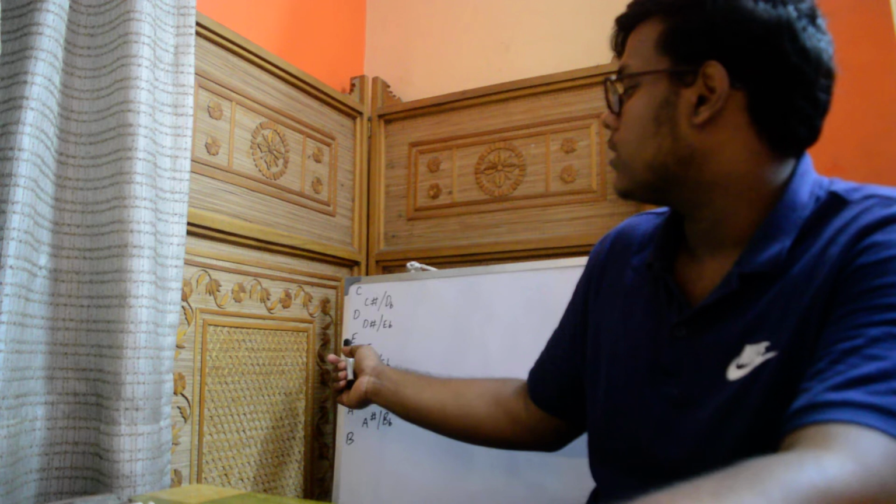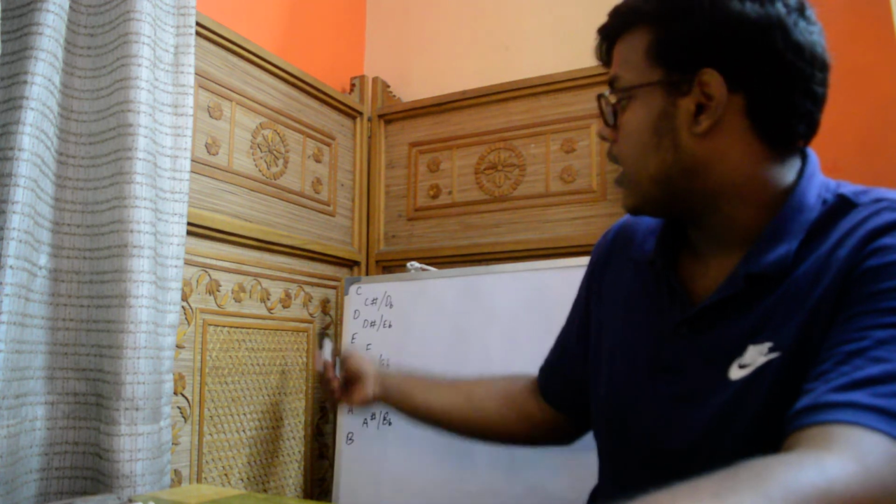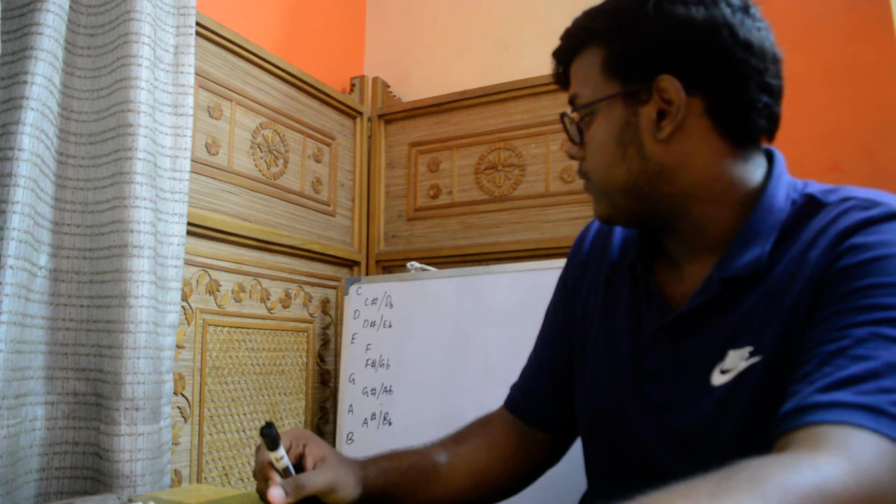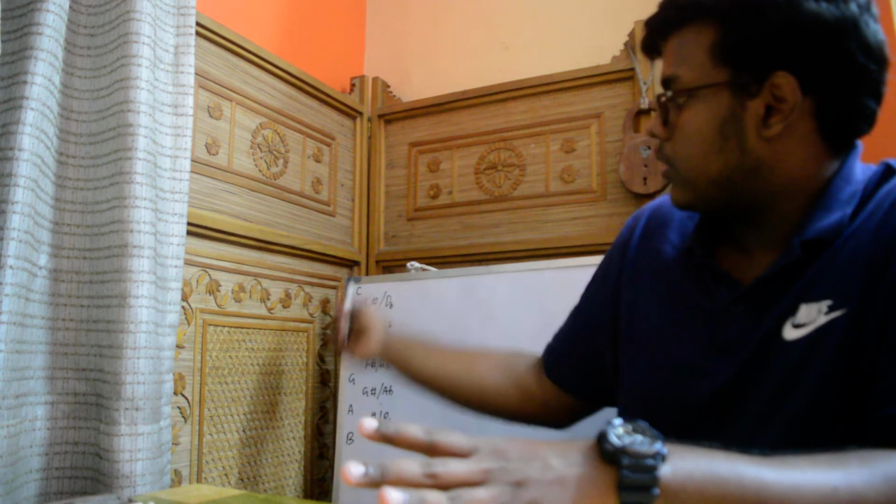But there comes one exception, one contradiction, that is, after E comes F and after B comes C. So there are no relative sharp notes or flat notes between these two couples of notes, that is E and F, and B and C. So that is the basic rule. I'll tell you about this rule when we learn about scales. First of all, take a note of all these notes and learn the sequence by heart.